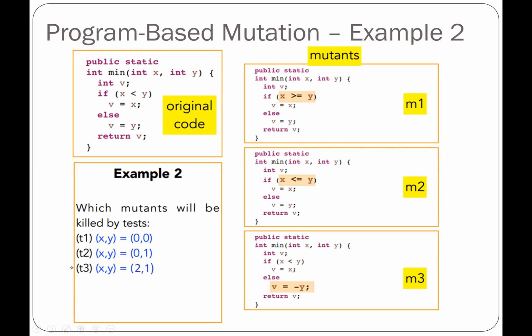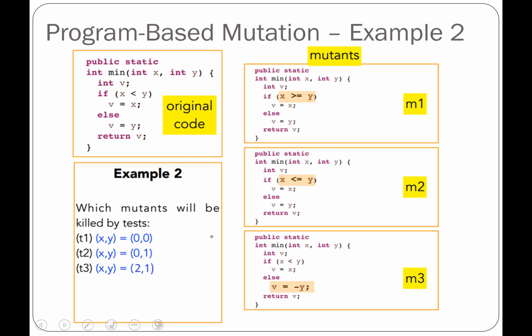Okay, I have 3 test cases. Let's see which ones these are going to kill. The first test case gives me x equal to 0 and y equal to 0. So I'm going to put x over here and y over here. Is x smaller than y? No, go over here, return the v, which is equal to the y, so it returns a 0.